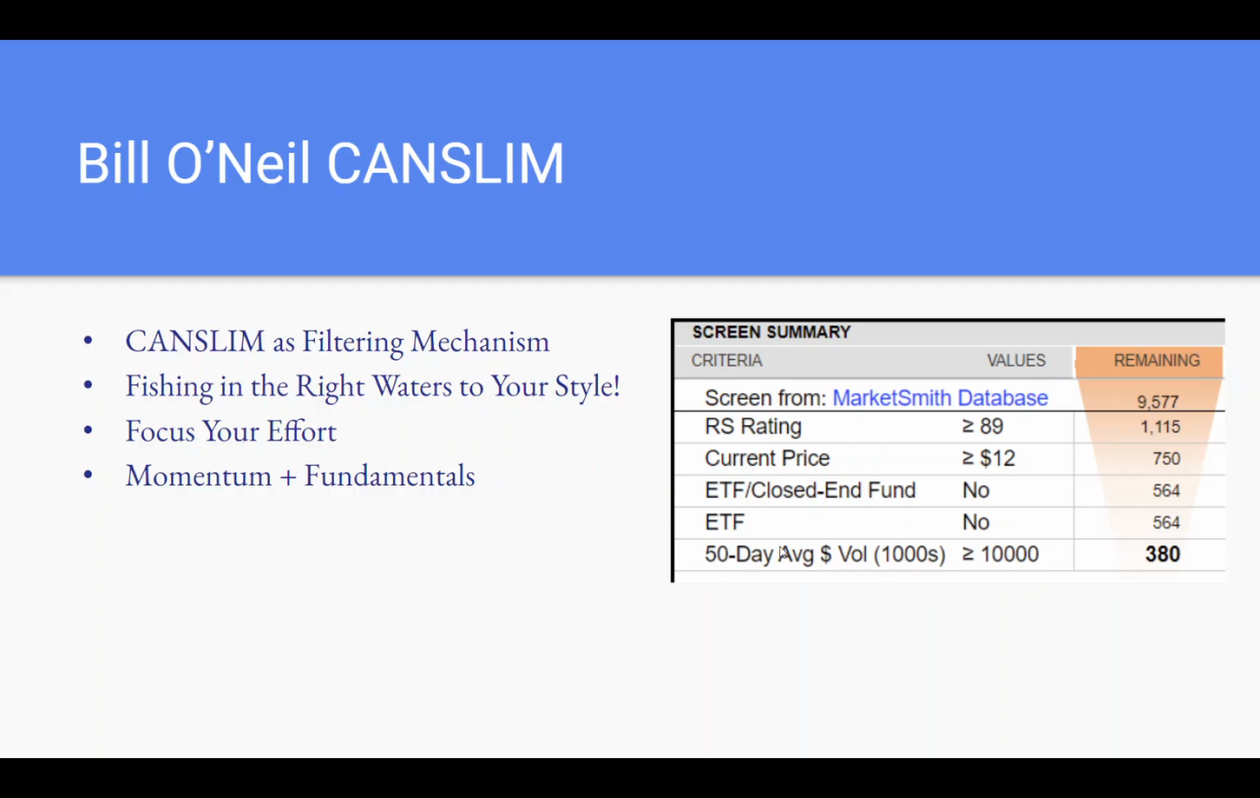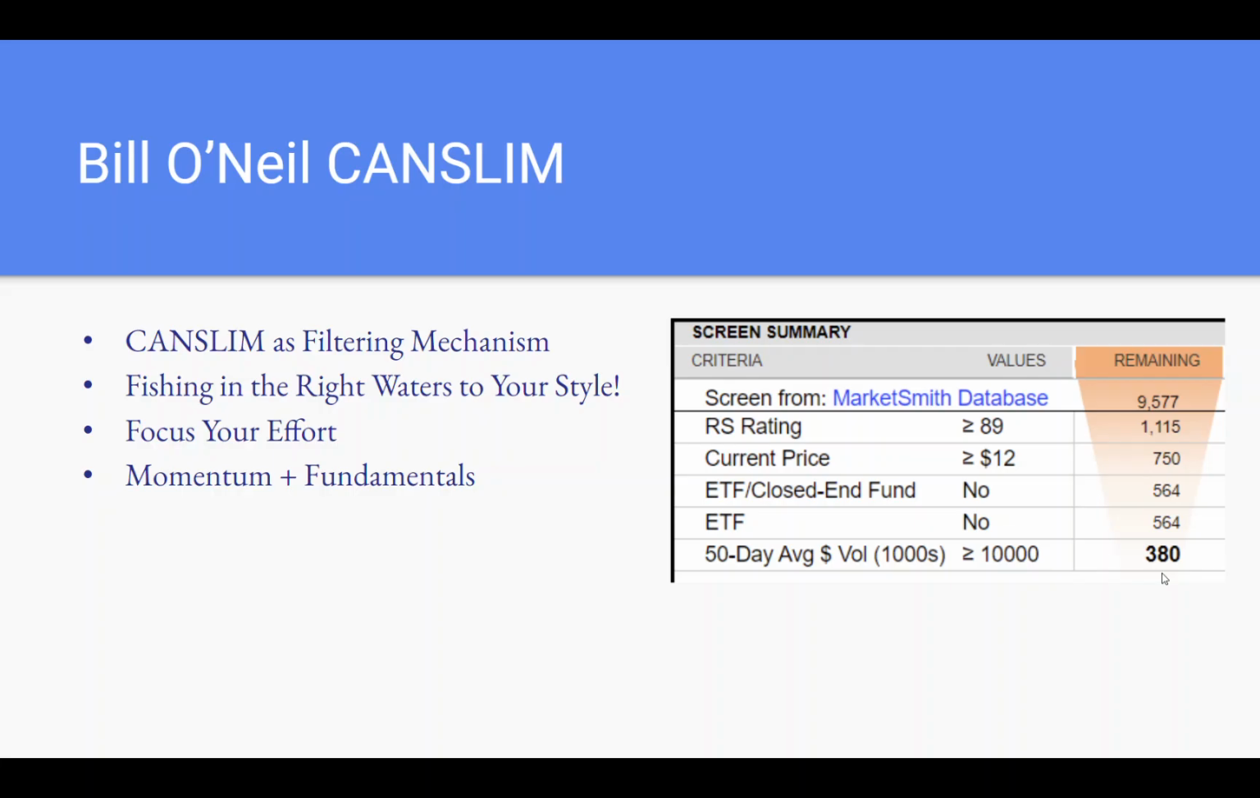So here's a simple screen that I run often, and this is just straight out of what Mark Minervini does. Focus on RS stocks with 89 and above. Dump everything that is low priced. That's been O'Neill, Neville, that touched any stocks that are below 10, I think. With just these two filters alone, RS greater than 89 and price greater than 12, you get down to 750 stocks. I don't want to look at ETFs, so get those filtered out, and I want volume greater than 10 million. I'm down to 380 stocks, from almost 10,000 to 380.